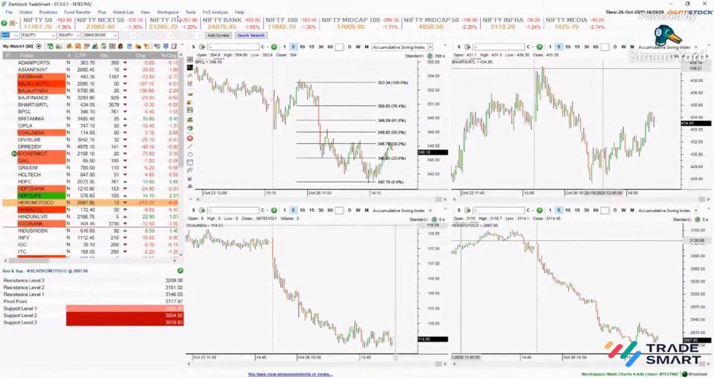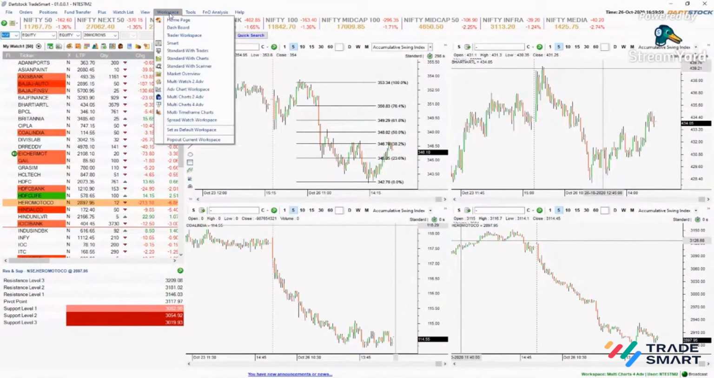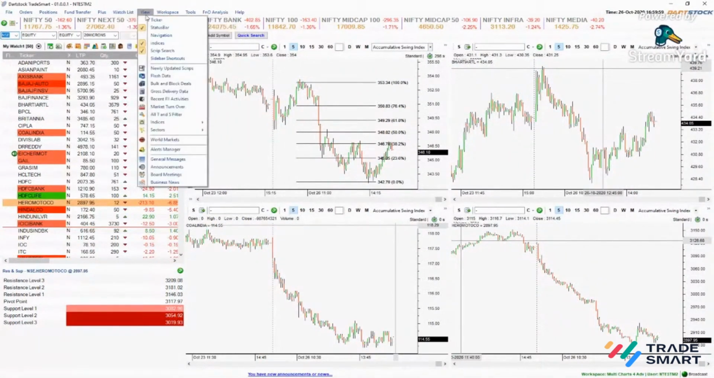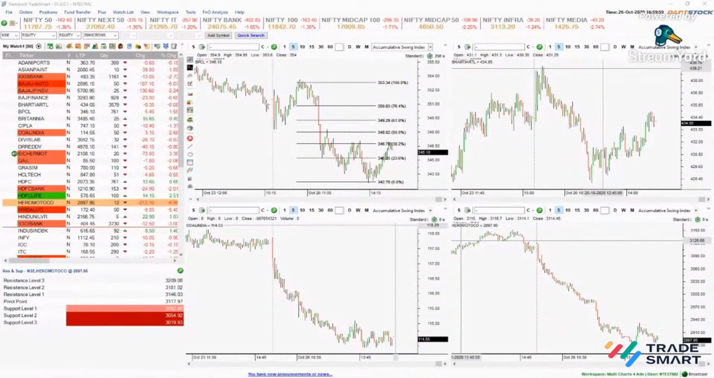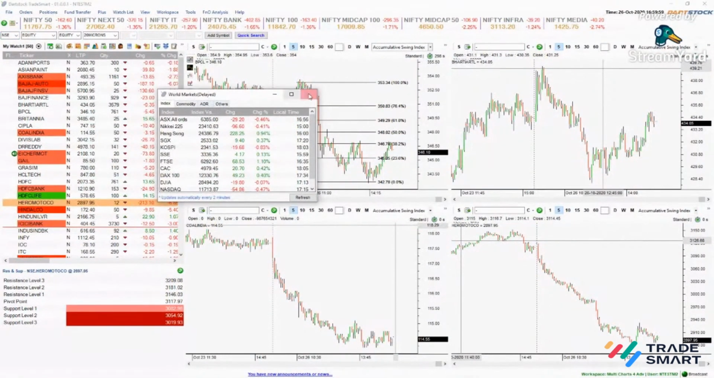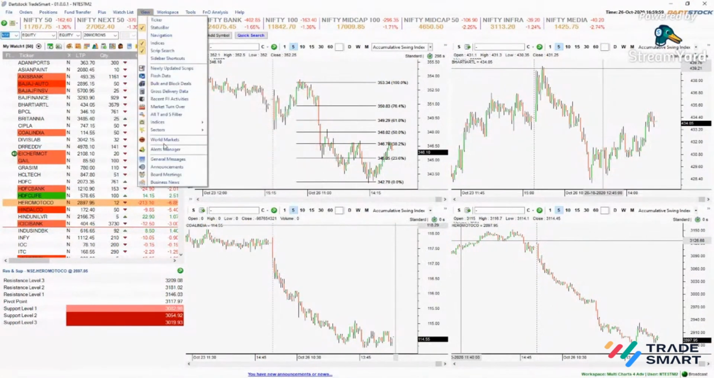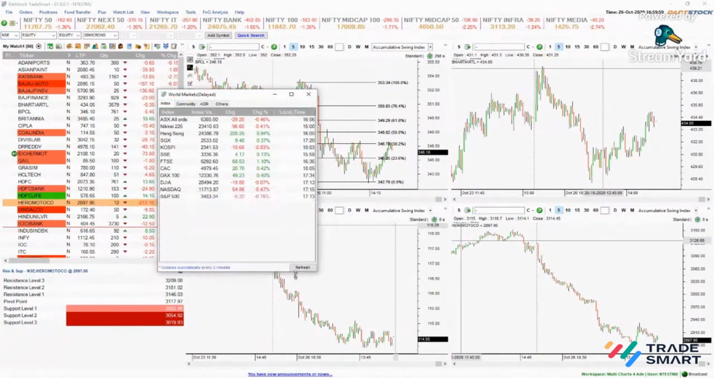As an intraday trader, if you want to look at the global markets, what you can do is go to View, and there is something called global markets. When you click on global markets, you get the global markets loaded. I'll repeat for you again: global markets. You see there is Nikkei, Hang Seng, SGX.